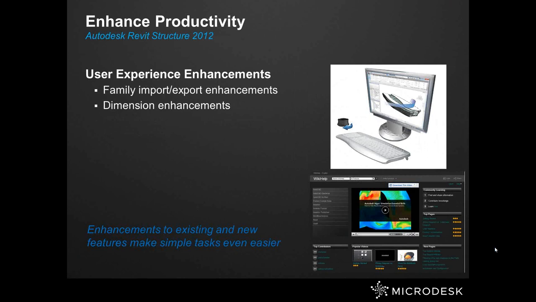You can now save all of your families in the current project to individual Revit family files with a single command. You can also import or export the type parameters from a loaded family to a TXT file. This provides you an easy way to better organize your family library.